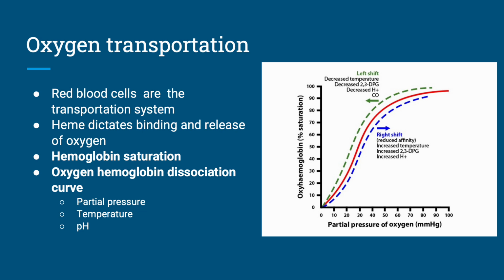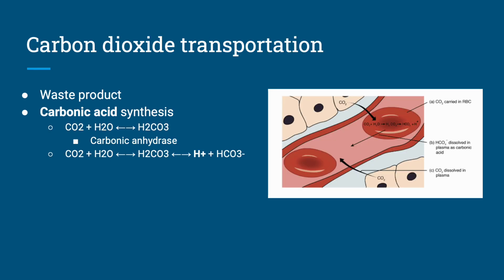pH is also important because the lower and more acidic blood pH is, it promotes oxygen dissociation from hemoglobin, which is respiratory acidosis, and the opposite of higher pH, making it more basic, it inhibits oxygen dissociation from hemoglobin, and this is known as alkalosis. Carbon dioxide. So we know that carbon dioxide is a waste product that accumulates from cellular respiration, and we get rid of it via exhalation.